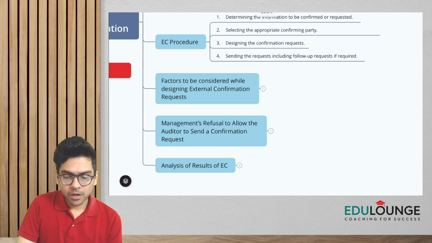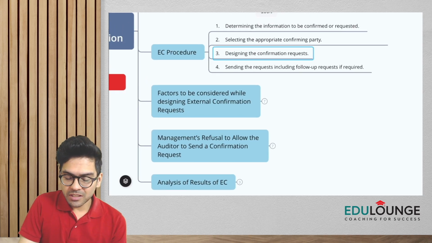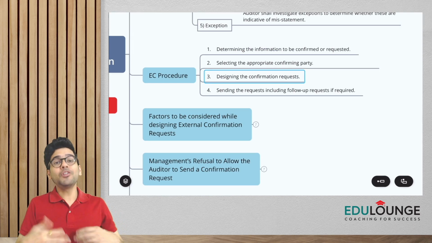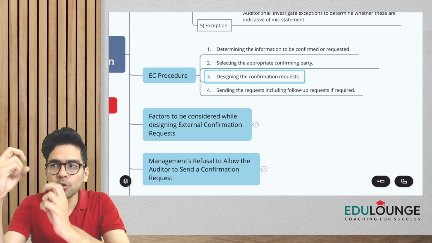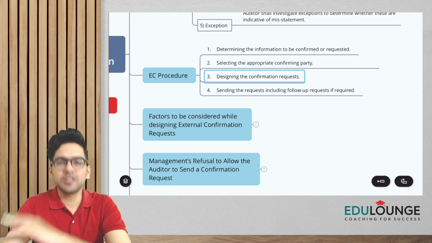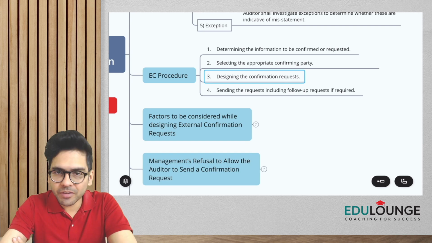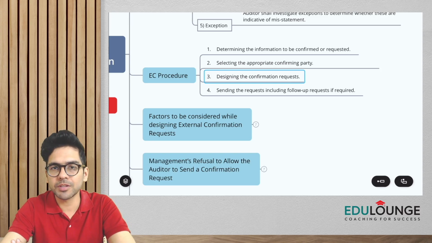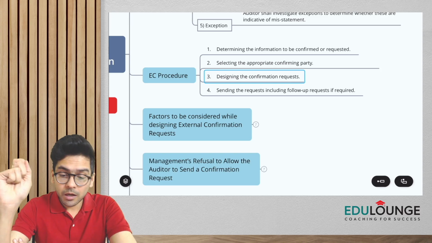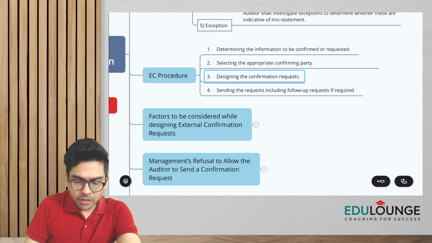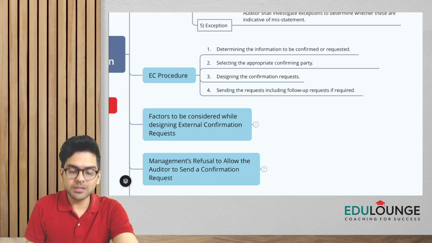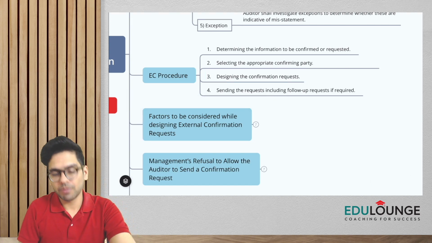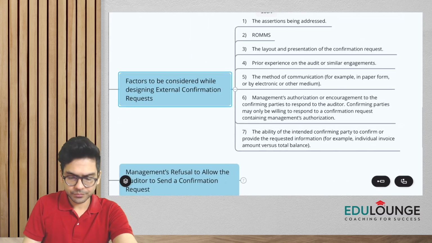Okay, now, guys, I told you this. See, point number three, I told you that you have to design the confirmation request. Now you have to basically learn two things from this part. What are the types of confirmation request? I've already told you that they can be positive confirmation or negative confirmation request. Now the thing is, when you're designing the confirmation request, what are the factors to be considered while you design an external confirmation request? What are the factors that you have to consider?